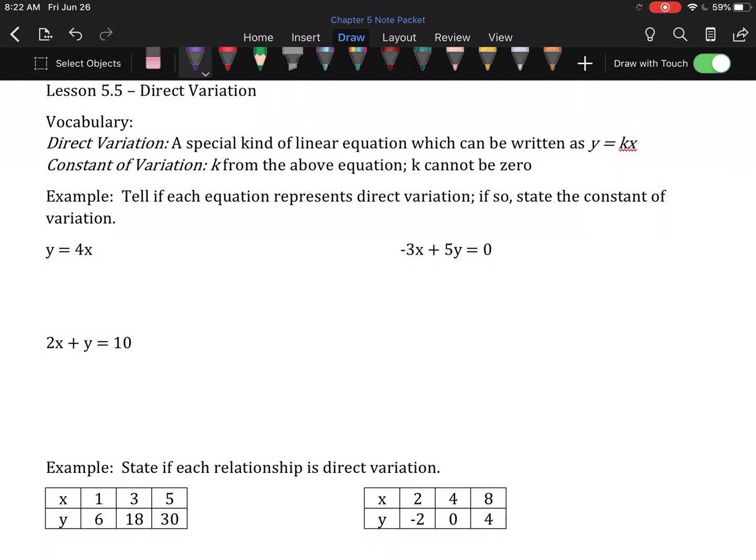Also, the constant of variation is k from the above equation. K is not allowed to be 0. So you must have y, you must have x, and you've got to have a number times x.